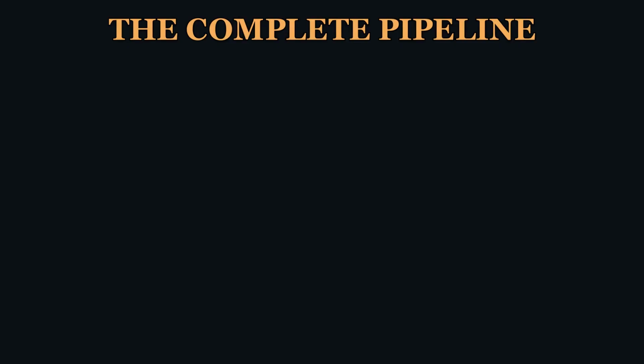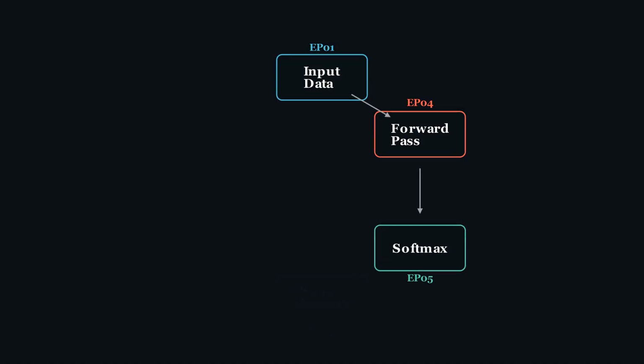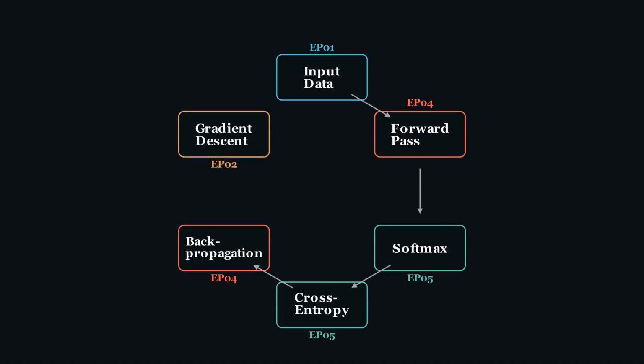Let's zoom out and see the complete picture. Every time an AI learns, it runs a cycle with 6 steps. Input data, represented as vectors and matrices, which we covered in episode 1. A forward pass through the computation graph, episode 4. Softmax converts raw scores into probabilities. That's today. Cross-entropy measures how wrong those probabilities are, also today. Backpropagation sends the error signal backward, episode 4 again, and gradient descent updates every weight, episode 2.